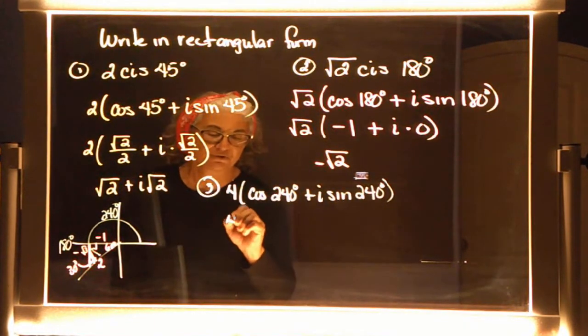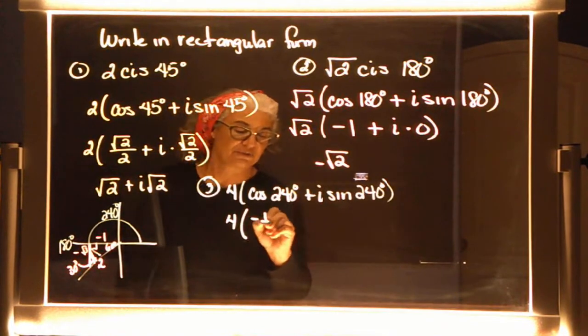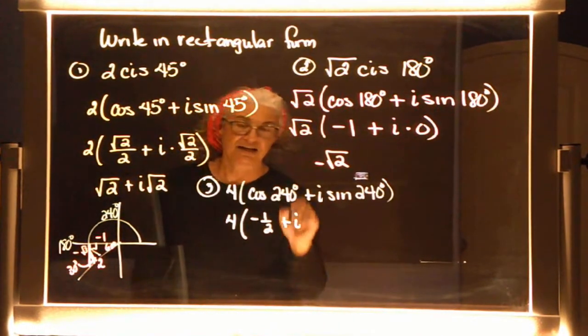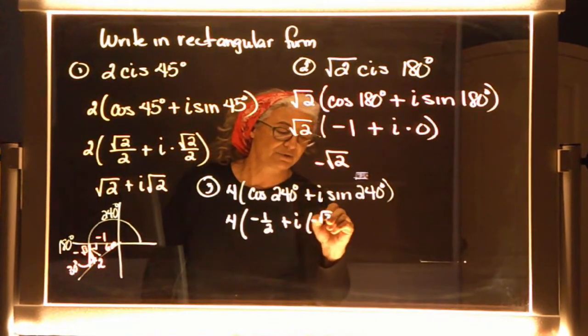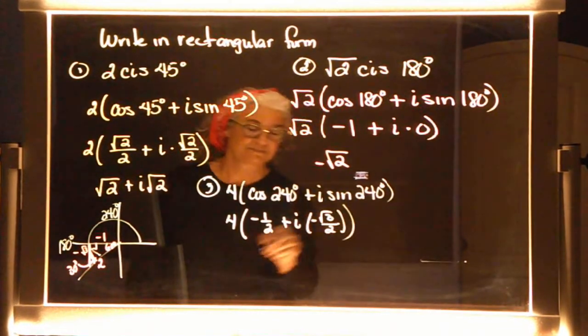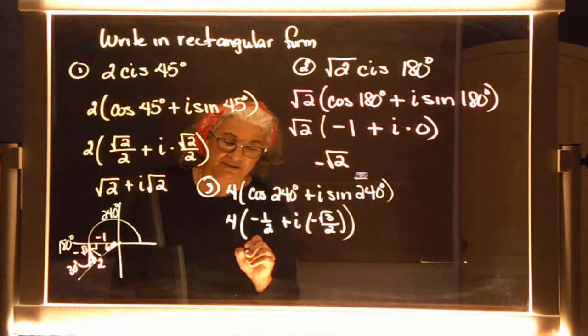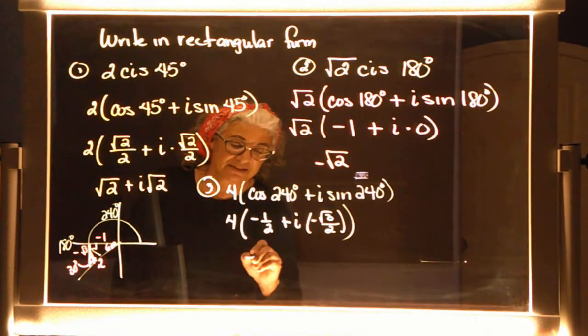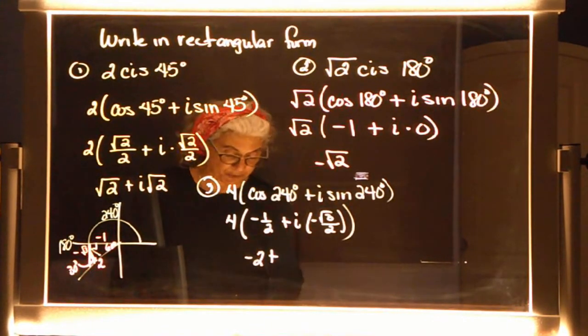Okay, so 4 times. So what will be the cosine of our 60 degrees? Yeah, -1/2 plus i times negative square root of 3 over 2. Distributing that 4, what do we get? Yeah, this will be -2 plus, and, oh, this won't be plus, will it?